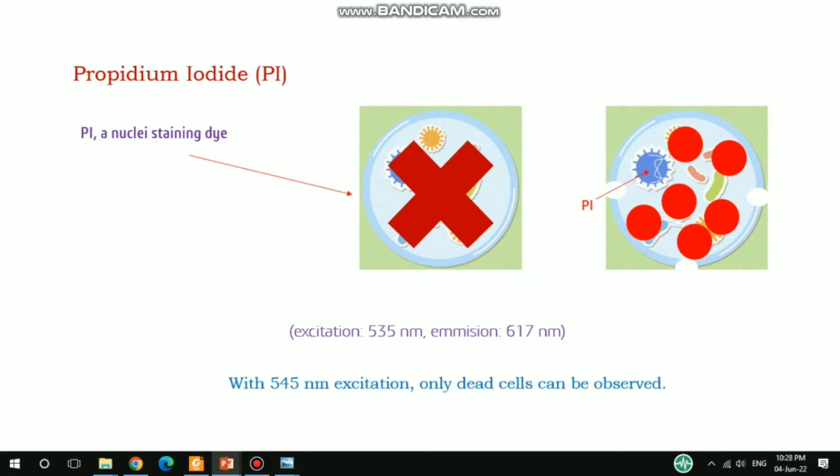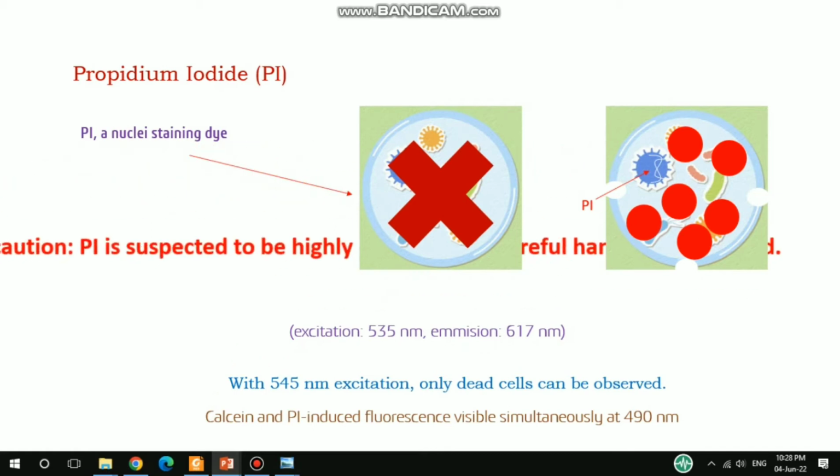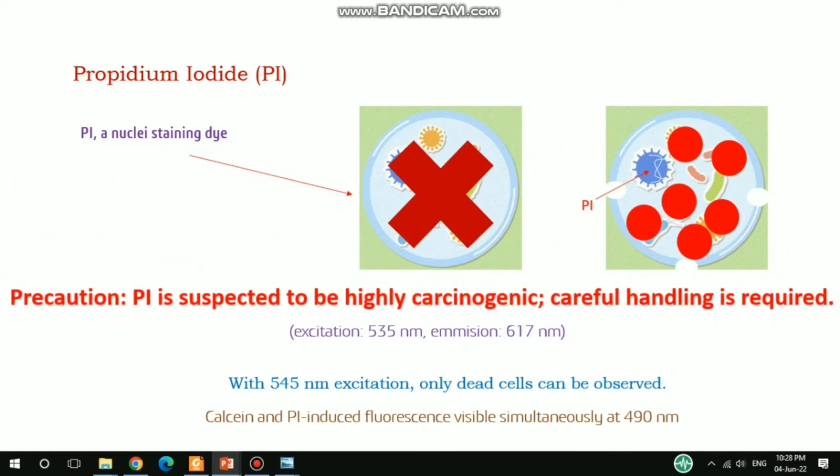But with 545 nanometer excitation, only dead cells can be observed, not the green fluorescence. But at 490 nanometers, both calcein and PI fluorescence can be visible simultaneously. But remember that PI is suspected to be highly carcinogenic. So whenever you use it for an experiment, you have to handle it very carefully.